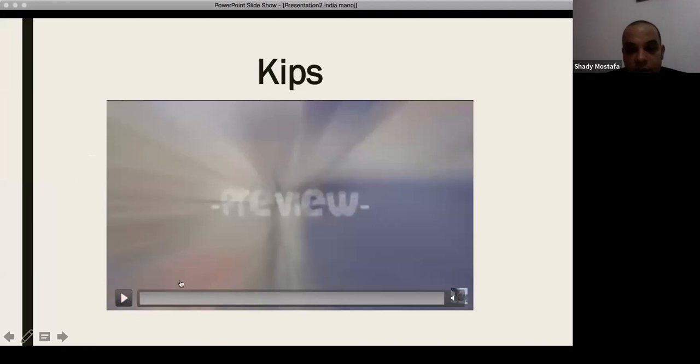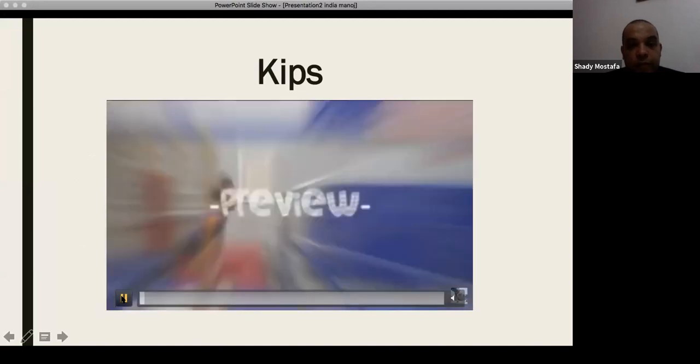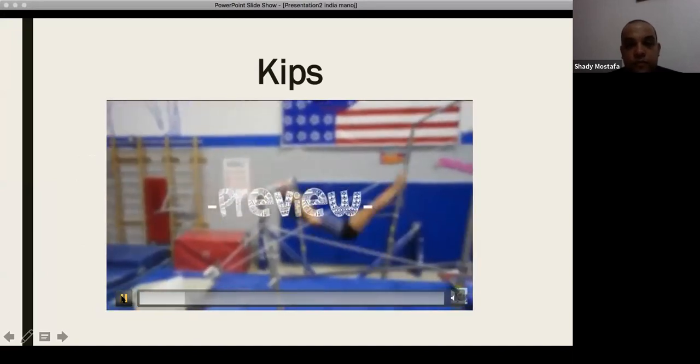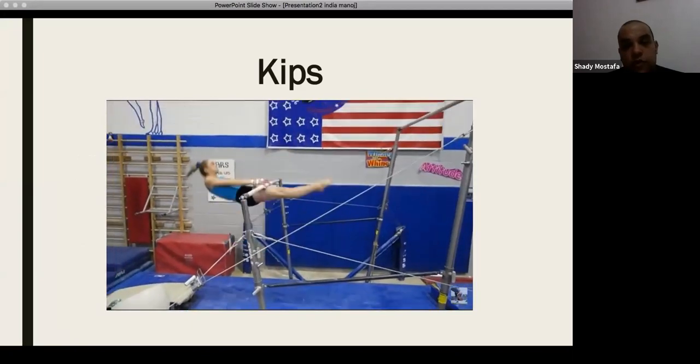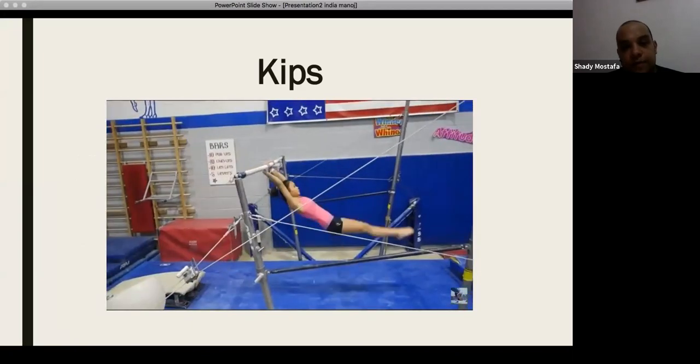This is the kip demonstration. This is a variety of the kip. You can do a straddle, you can do it feet together.